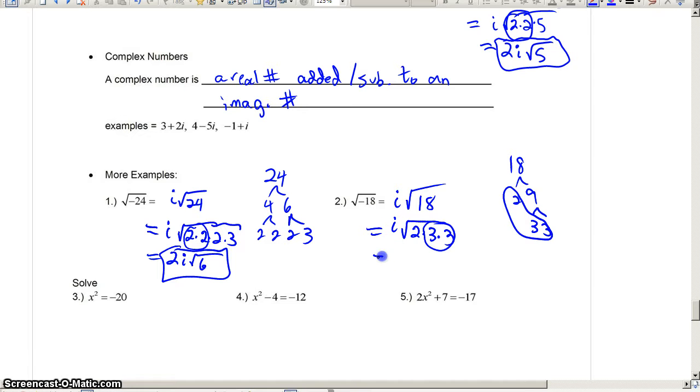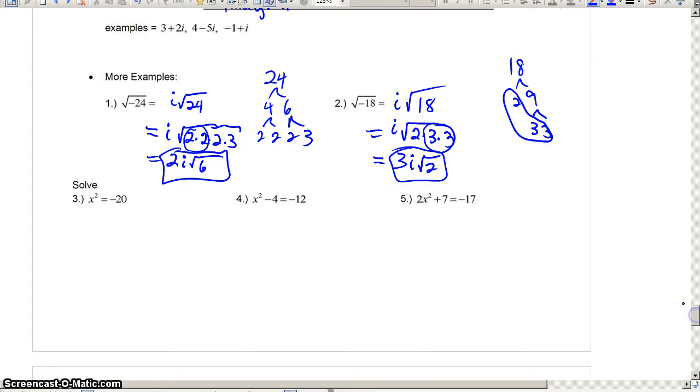You can see that you'll have 2 3's. Out comes a 3. You'll have 3i root 2. Well, solving, just as we did in the previous lesson, we're going to solve here just as well.